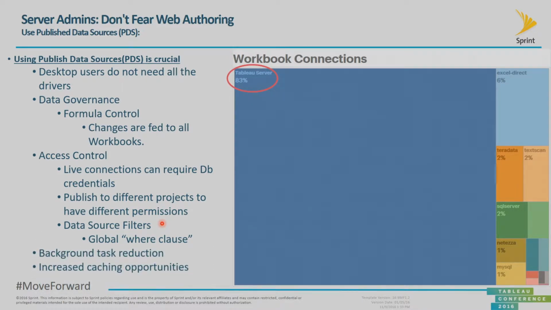As a server admin, the benefit of a PDS, or published data source, is a reduction of your background tasks. You're not refreshing as many things. Instead of having 200 workbooks that you have to refresh individually, you have one data source that 200 workbooks use that you refresh once. And the other thing is you get increased caching opportunities. The more times you're sending the exact same queries back to the database, if it's live, it's going to be cached more.